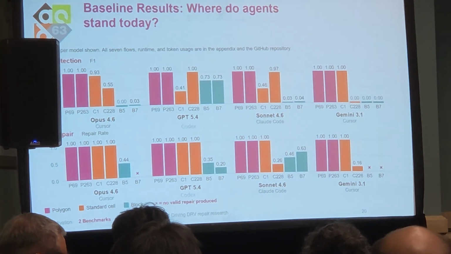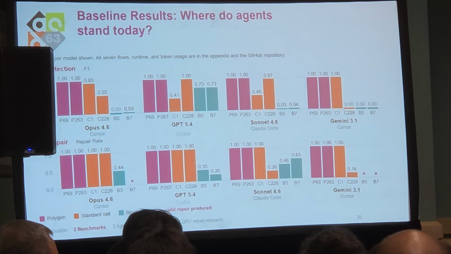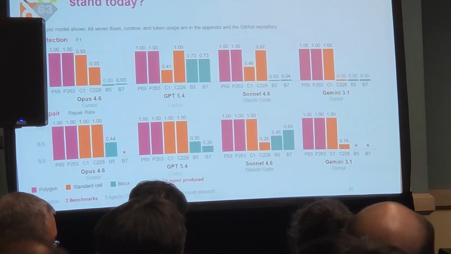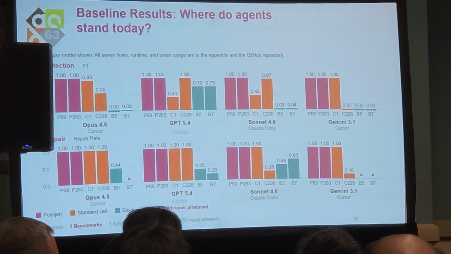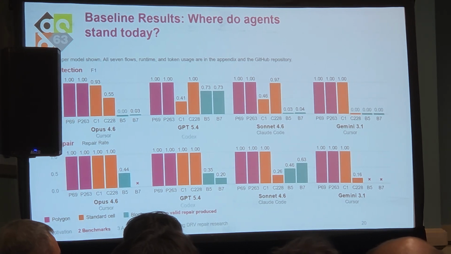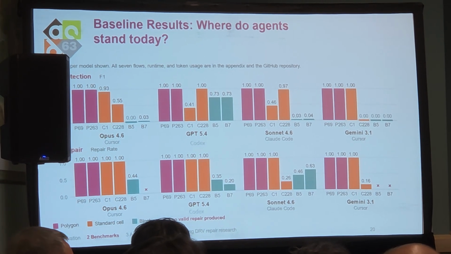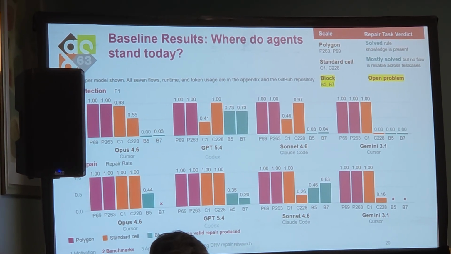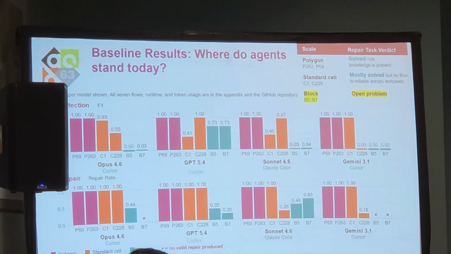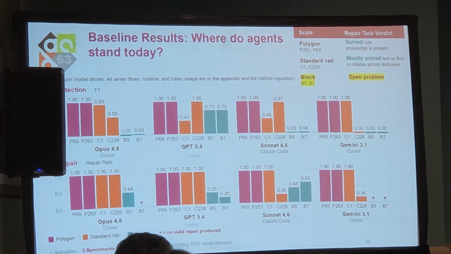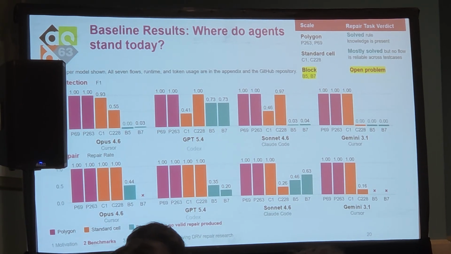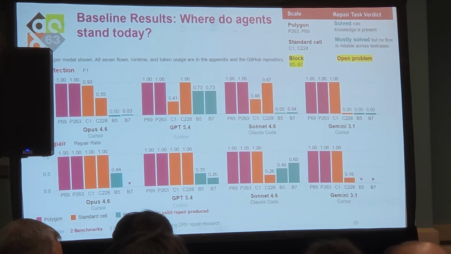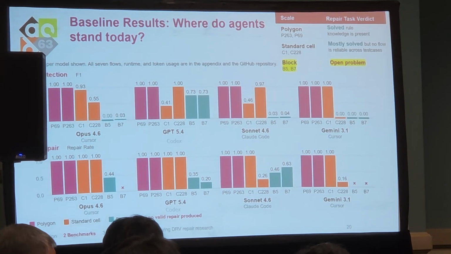On block level test cases, however, detection mostly collapses and repair often produces invalid layouts or new violations. So the takeaway here is not that agents cannot help, it's that block level DRC repair needs structure beyond a simple prompt asking it to fix it, even with multiple iterations. It seems like the polygon detection and fixing task is solved. LLMs are able to understand the rule-based knowledge. Standard cell problems are mostly solved, but there's no flow with a simple prompt that can fix it across all test cases. But the block level DRC fixing task is still an open problem.